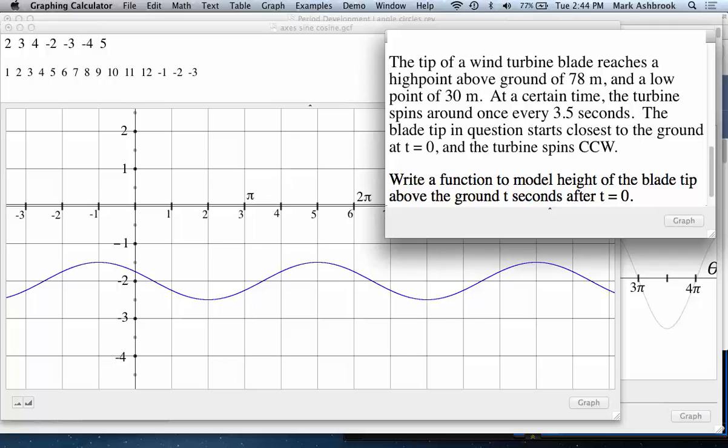Turbine spins around once every 3.5 seconds. That's the period. So it starts at 30 meters. It starts closest to the ground. Right. That's right.